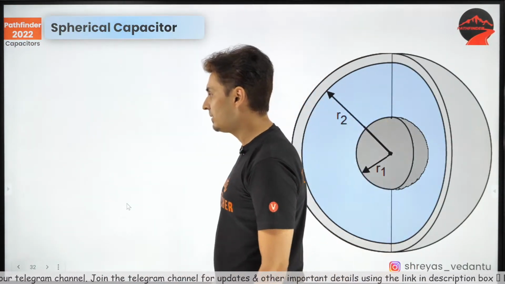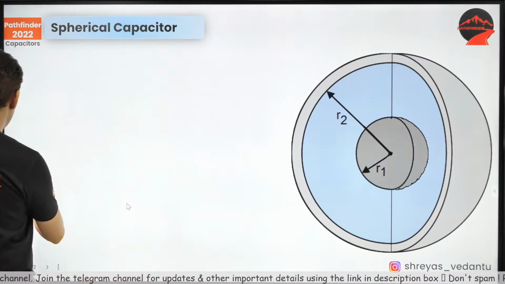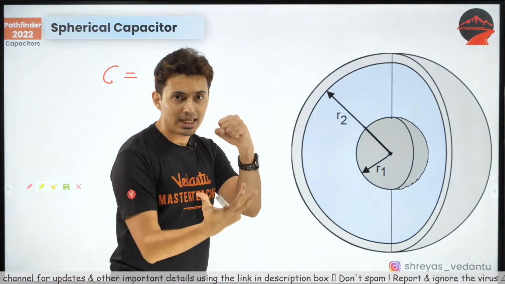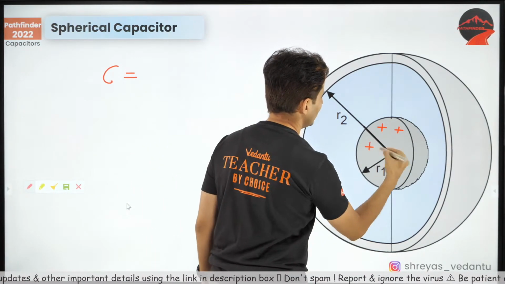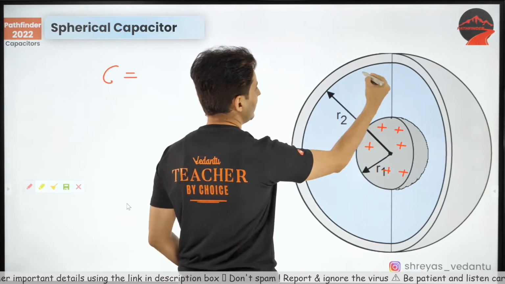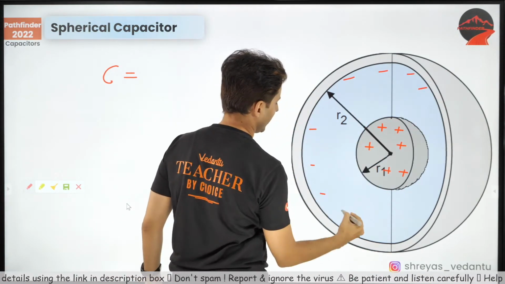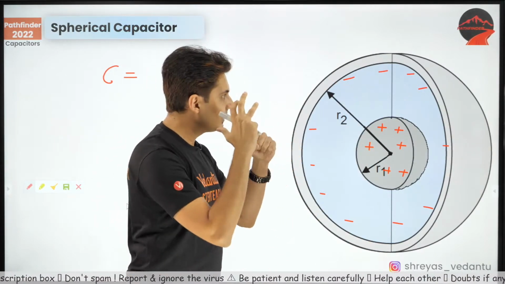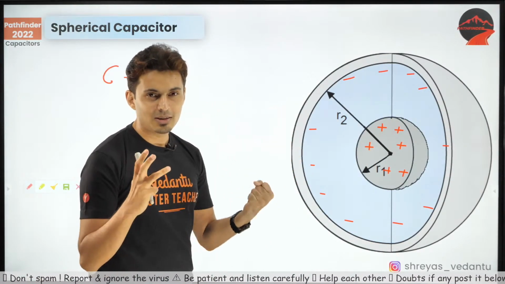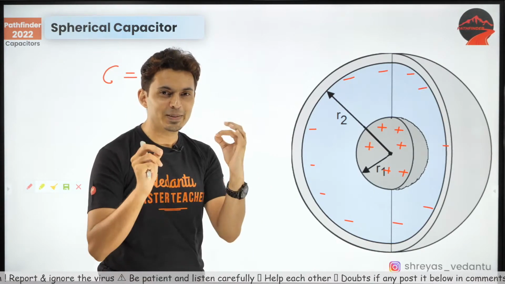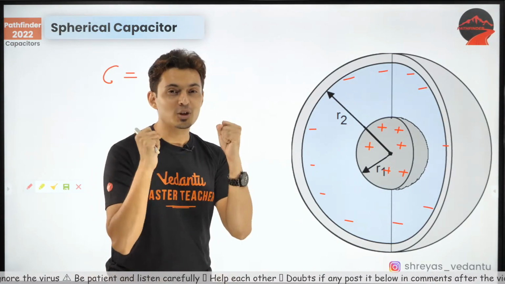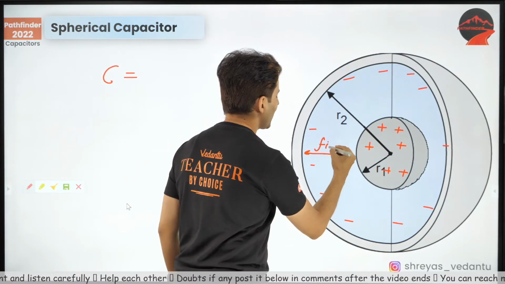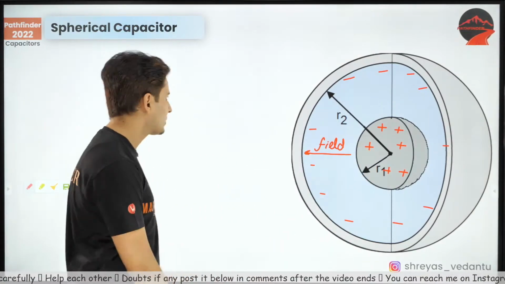Next up, spherical capacitor. So for spherical capacitor, guys, the formula. What is a spherical capacitor? You have two shells. The inner one, let's say it has positive charge. The outer one will have negative charge. So you can see there will be potential difference between the two shells. And the moment there is potential difference between two conductors, it behaves like a capacitor. It stores electrical energy. There is field between them. So the moment there is field, there is energy. It has stored some energy.